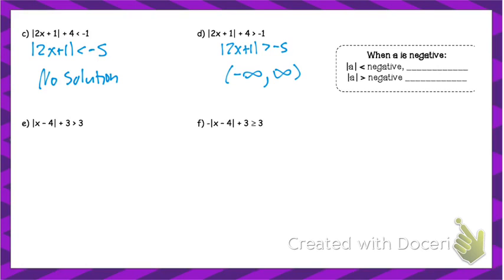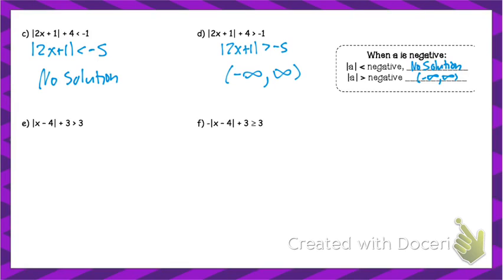So if you end up with a negative, save yourself the time. Don't worry about your ands and your ors and setting up your inequalities. If it's less than a negative, it's no solution. Greater than a negative, it's all real numbers. So absolute value is less than a negative. That will never happen. Absolute value greater than a negative will be everywhere.